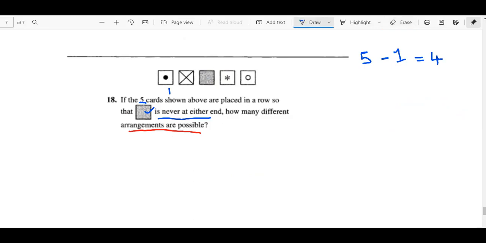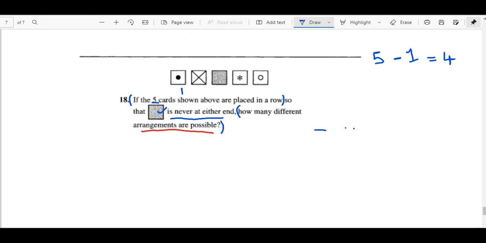All right, so think of it as a different question. Think of it that the question says, if the 5 cards shown above are placed in a row, like this part, and then this part, how many different arrangements are possible? Okay, so how do we do such questions? We make 5 dashes because we have 5 slots, we have 5 cards. 1, 2, 3, 4, and 5.